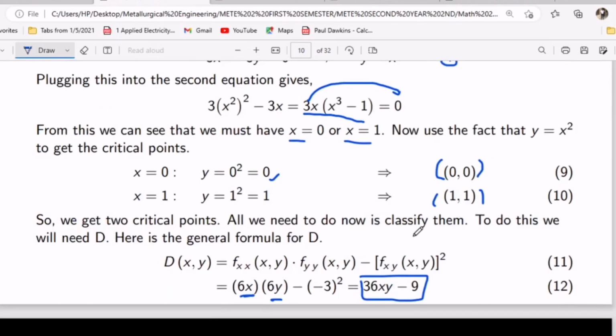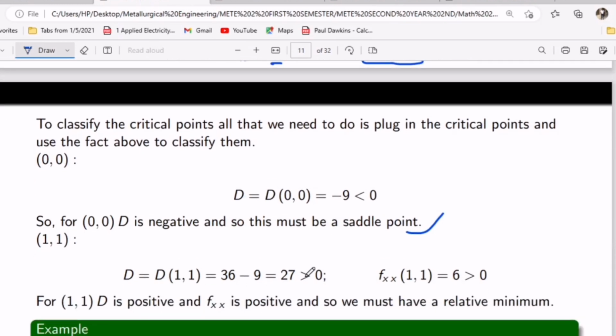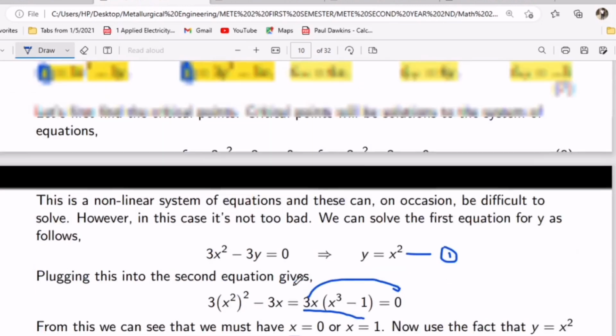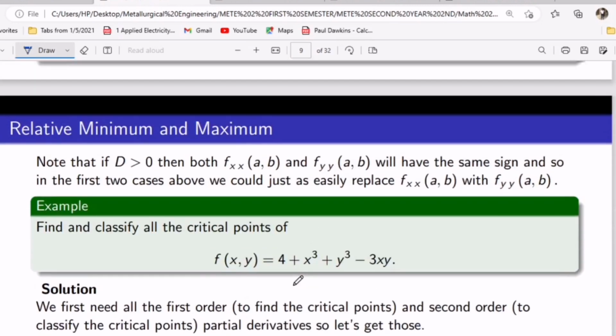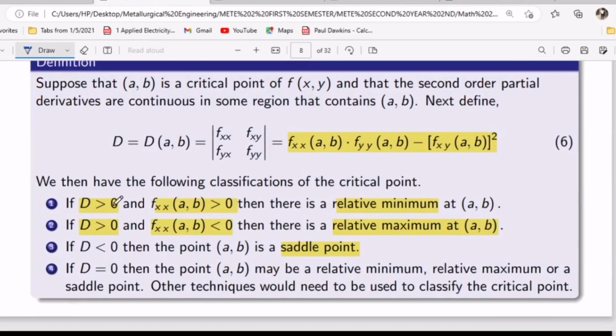Then we continue with the second one, which is 1, 1. Let's do some substitution. When you put 1, 1, you're going to get 27. And 27 is greater than 0. But in this case, they made us aware that when D is greater than 0, we have two things in mind. It can be relative minimum or relative maximum. But how will you know whether it's relative minimum or relative maximum?